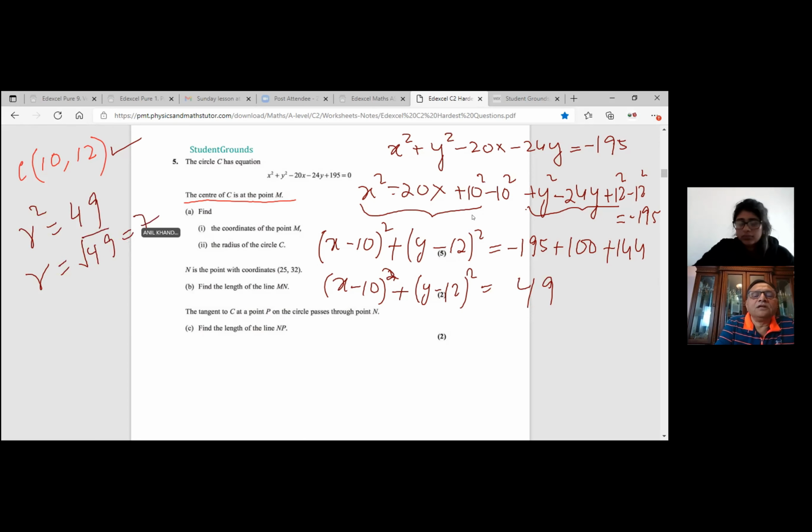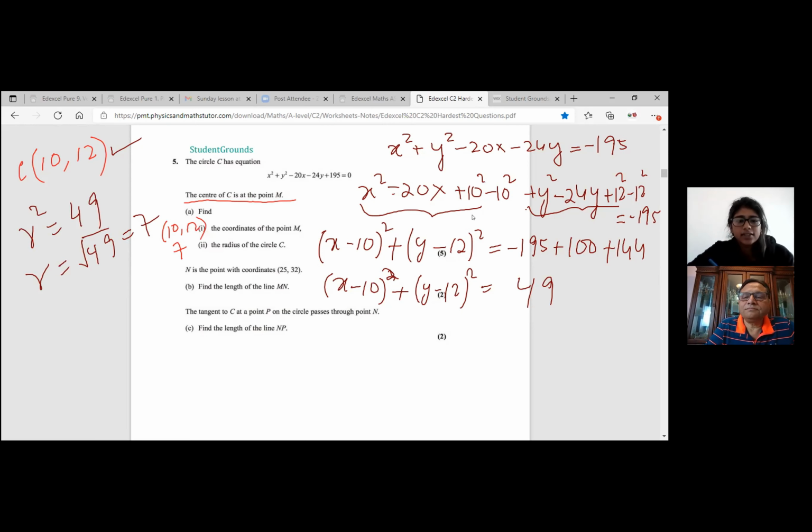Is it clear? So we have answered both the questions. Center point being 10, 12, and the radius being 7. So the radius of the circle is 7 units, and the center point is 10, 12. Perfect. Nice. Next.